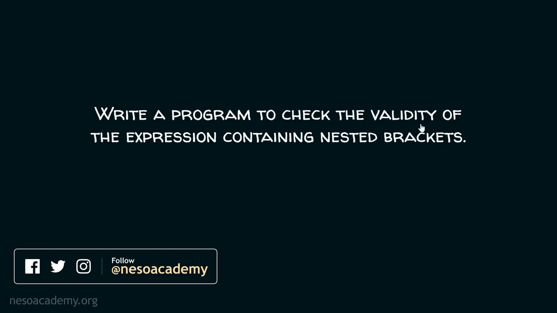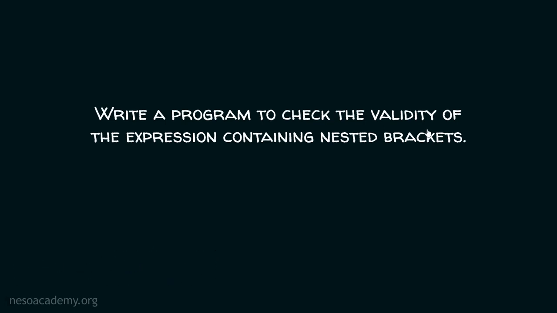Now, what do we mean by checking the validity of the expression? Checking the validity of the expression means we must check whether the expression is well balanced or not. And well balanced means that the brackets, the nested brackets, must be well balanced. In the previous presentation, we have already seen the algorithm behind this. Now we will convert the algorithm to its equivalent C program. So without any further delay, let's move on.